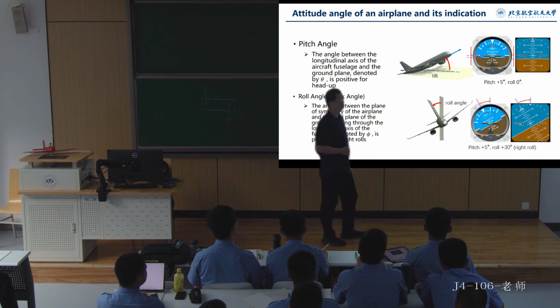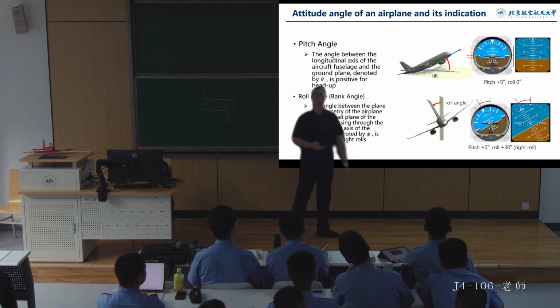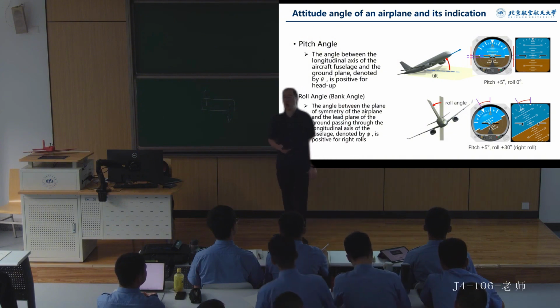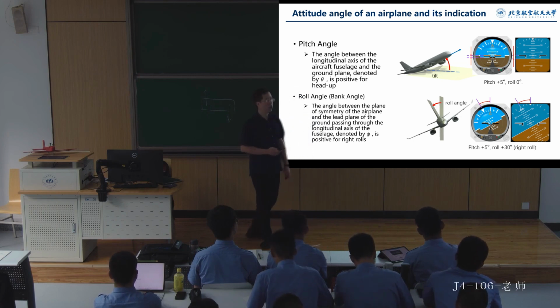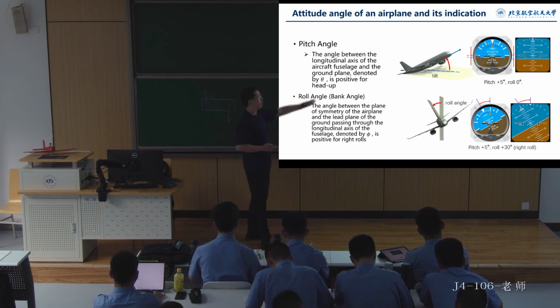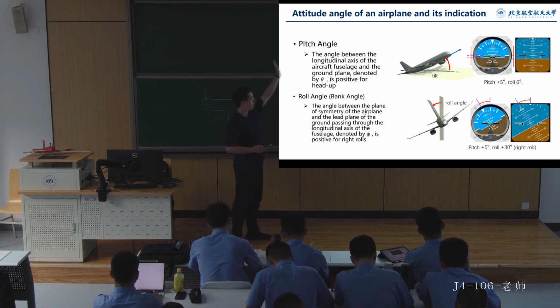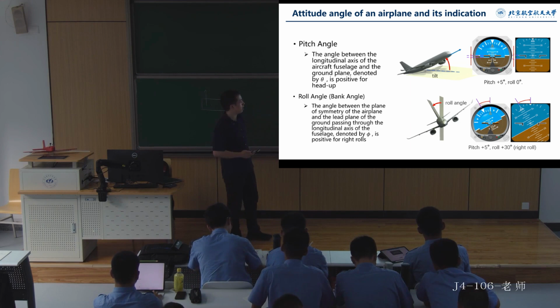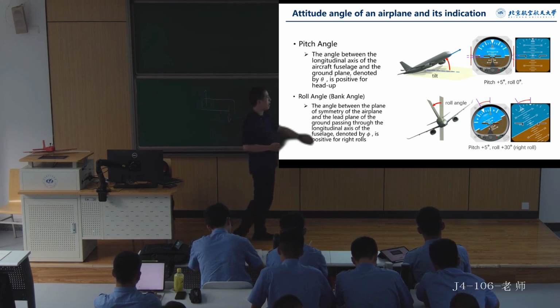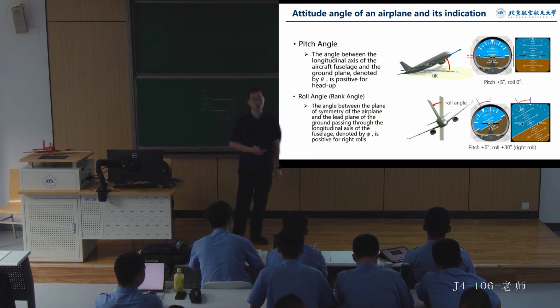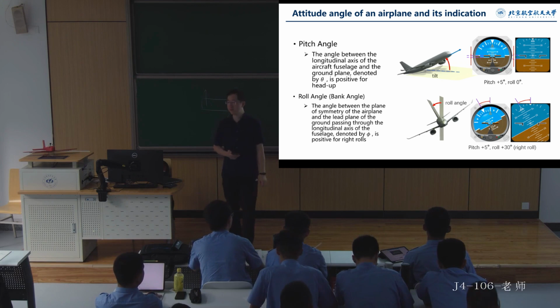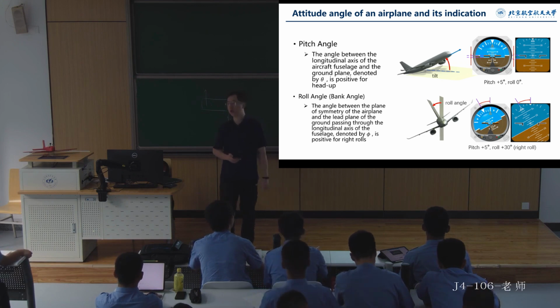The second parameter we are very concerned about is the aircraft's roll angle. So, what is the roll angle? It specifically refers to the angle between the aircraft's plane of symmetry and the vertical plane corresponding to the aircraft's longitudinal axis, which we denote as ya. When our aircraft is in level flight, what should the angle be? It should be 0 degrees, right?